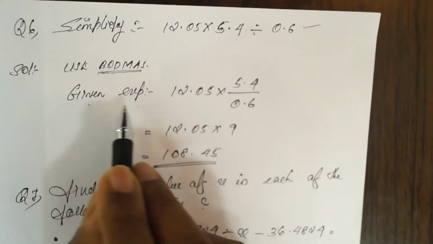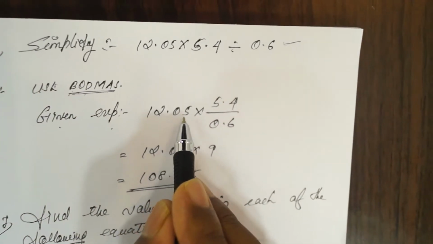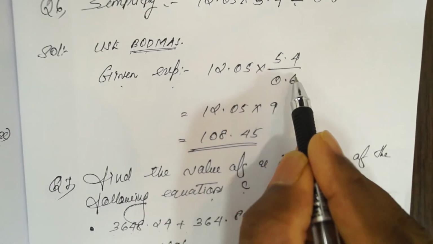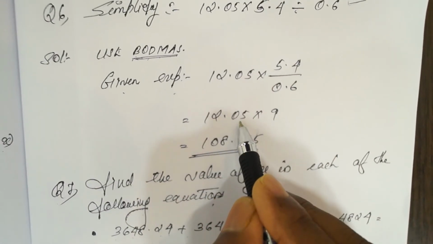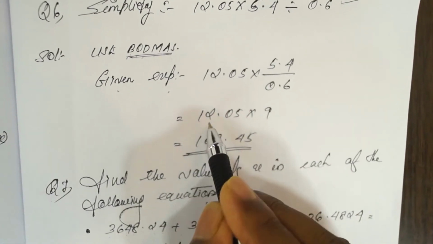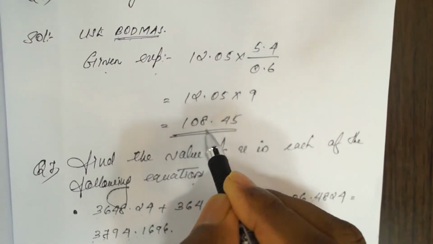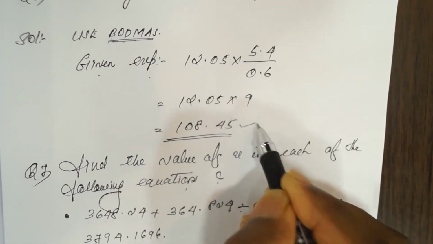So the given expression we can write as 12.05 into 5.4 divided by 0.6. So 12.05 into 9, then if we multiply this, we will get 108.45. This is our answer.